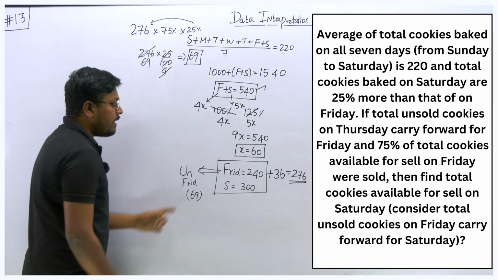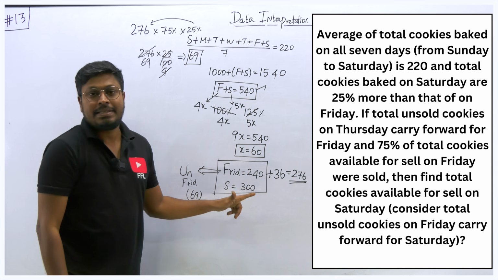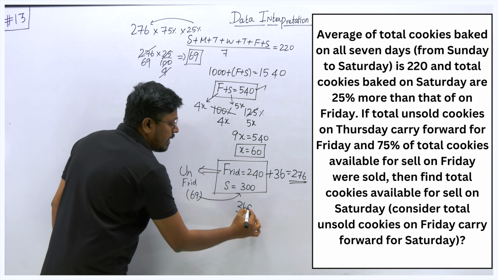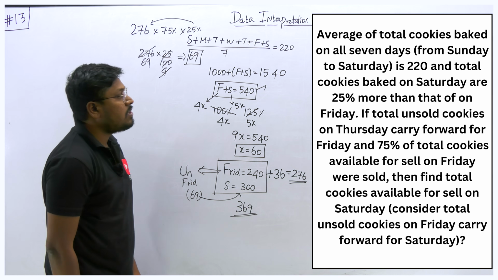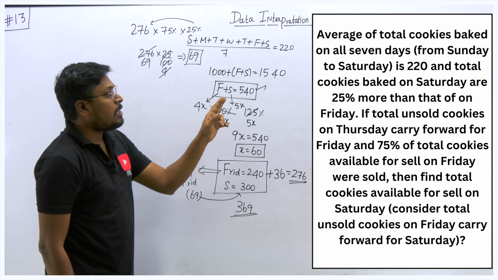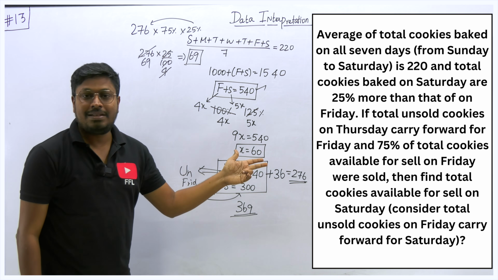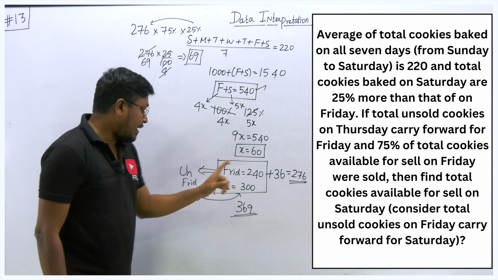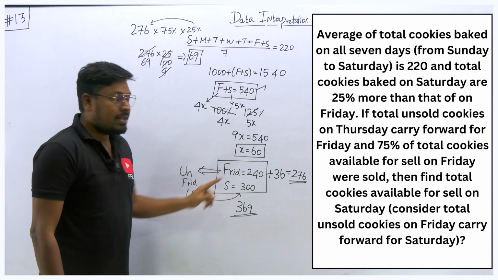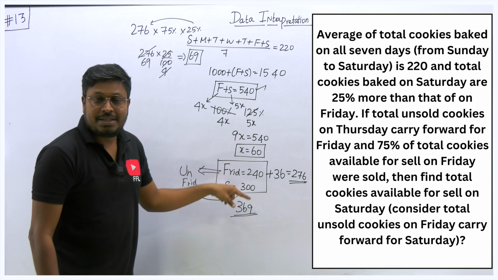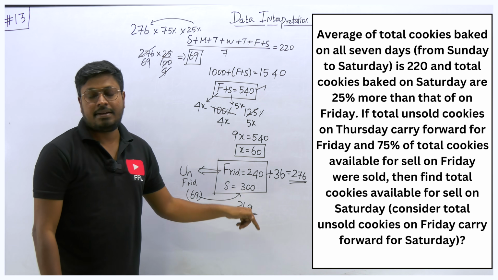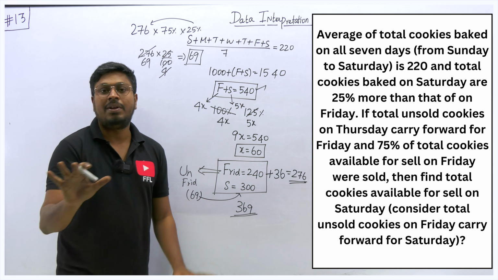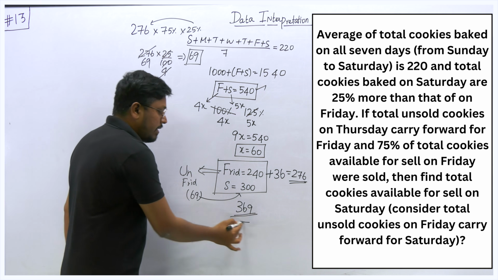So these 69 from Friday will be carried forward to Saturday. So 69 plus Saturday's 300 will be 369. What is our target? Our target is to find the total number of cookies available to sell on Saturday. Already 300 cookies were baked on Saturday, and on Friday there are 69 unsold cookies that will be added to Saturday. So 300 plus 69 will be 369. So 369 will be the total number of cookies available to sell on Saturday. That's it. This will be the answer.